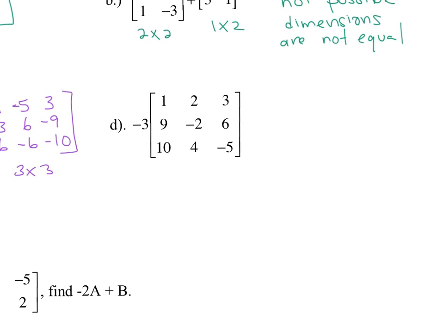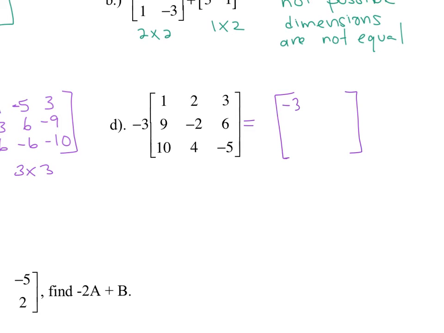Now for part D, this is what we call a scalar. It's a number that's outside. It kind of looks like a coefficient, and it's identical to what you think would happen. This negative 3 means that you're going to multiply this entire matrix by negative 3, every entry. So it'll still stay a 3 by 3 matrix. It doesn't change the dimensions, it just makes everything multiplied by negative 3.